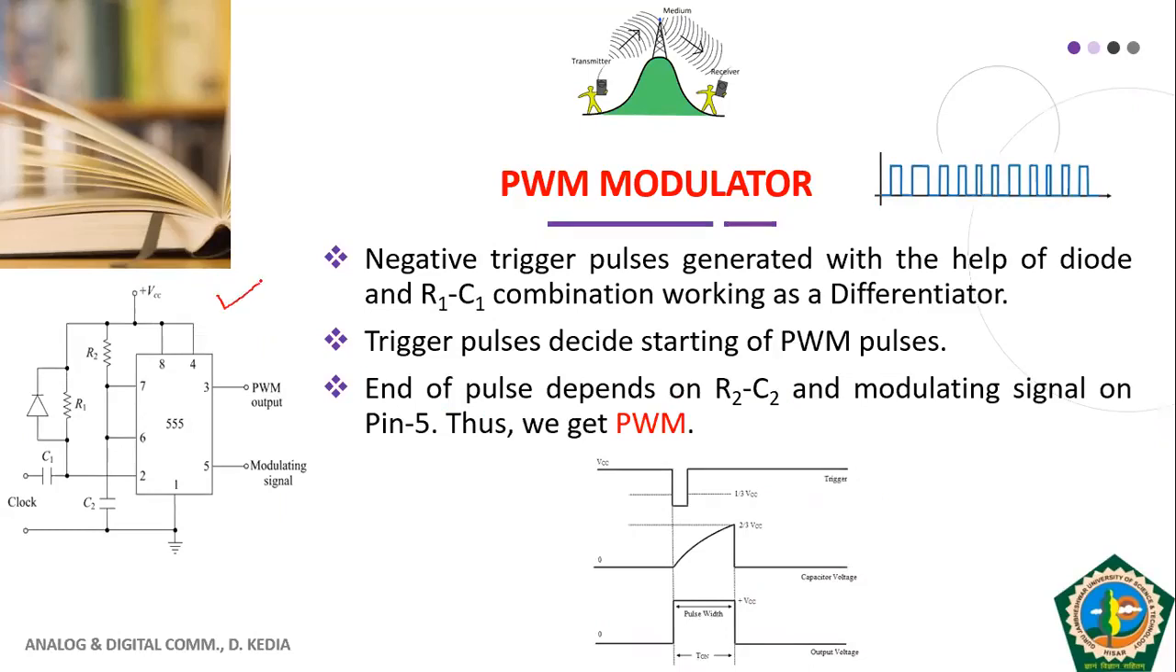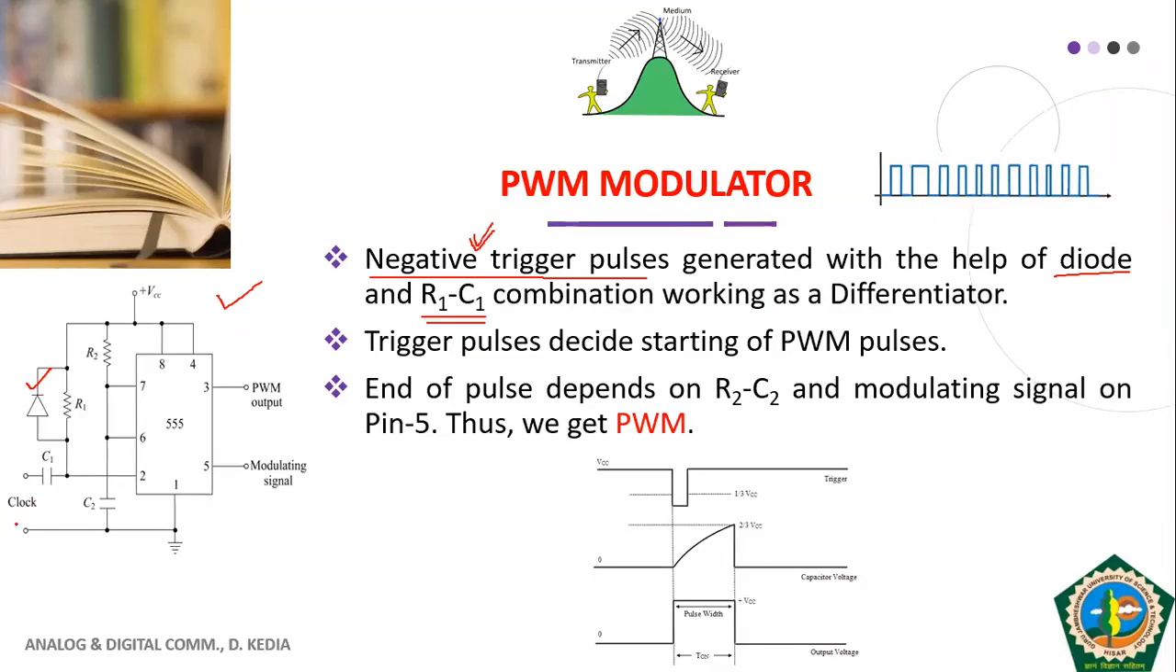The circuit of the PWM modulator is shown on the left-hand side of your slide. As I told you earlier, we will be generating negative trigger pulses. These negative trigger pulses are generated with the help of a diode, which allows the pulses to pass through in only one direction, which is negative here. Your positive direction pulses will be removed. The differentiator circuit gives us the trigger pulses, so the combination of the diode and R1C1, which works as a differentiator, provides us negative trigger pulses.